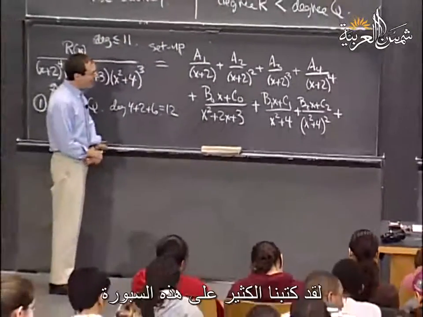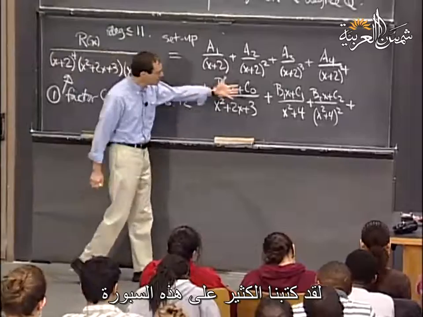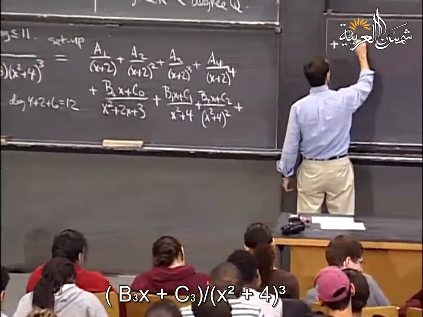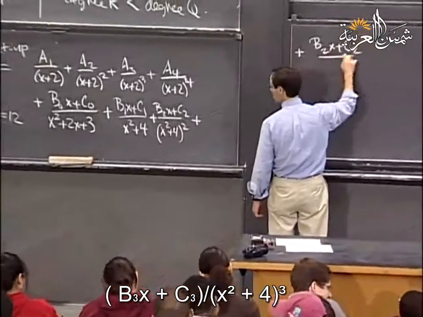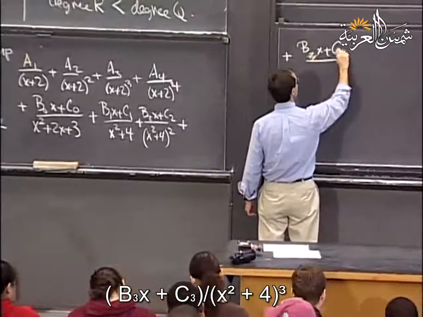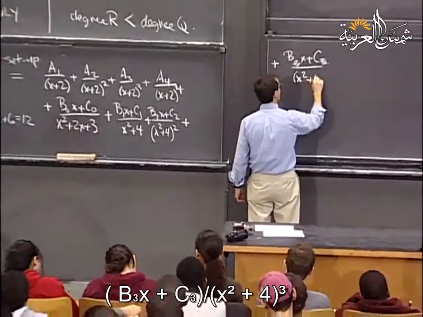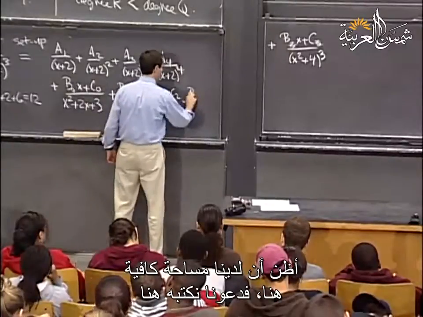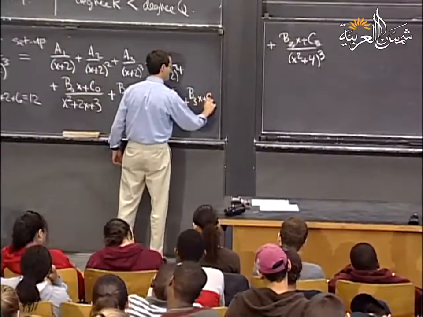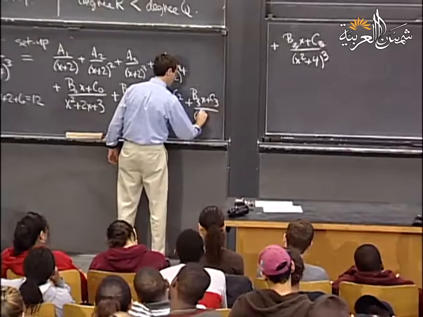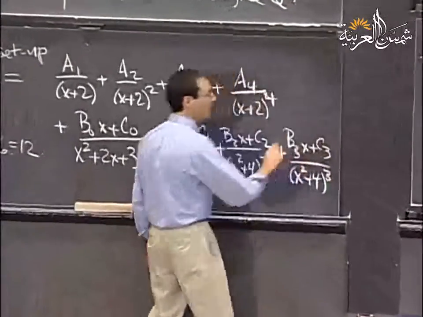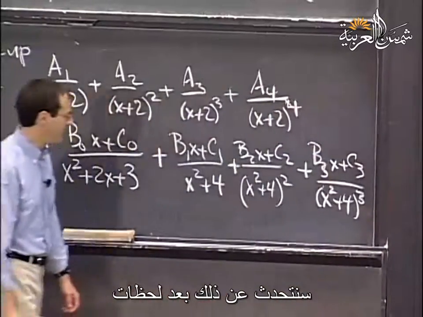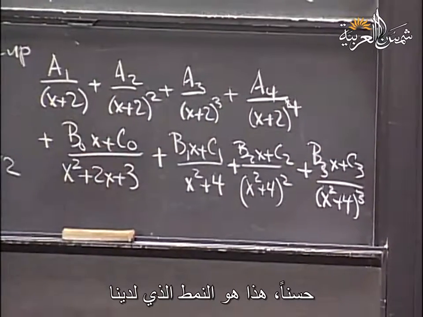All right. So this is so long that it runs off the blackboard here. So let's continue it on the next. We've got this b2x plus c2. Oh, sorry. b3x plus c3, x squared plus 4 cubed. All right. Oh, I guess I have room for it over here. So we'll put it over here. All right? I'm going to talk about this in just a second. All right, so here's the pattern.